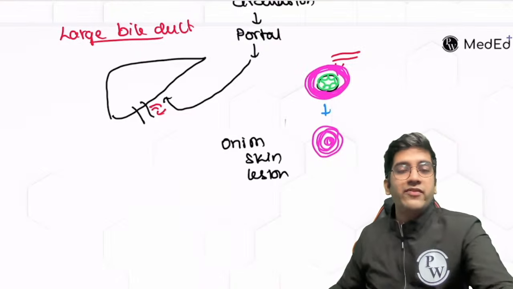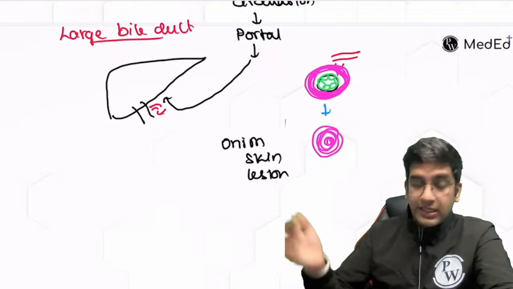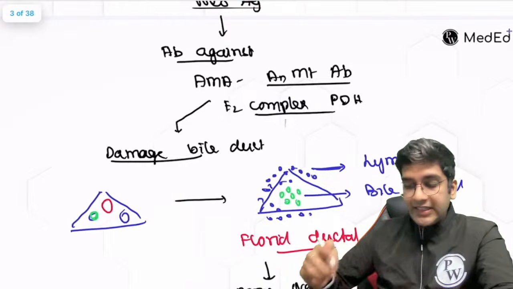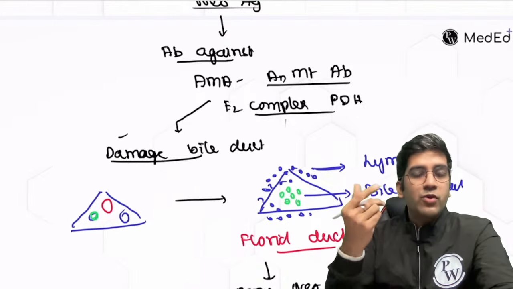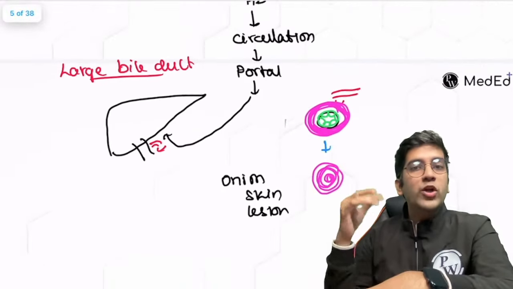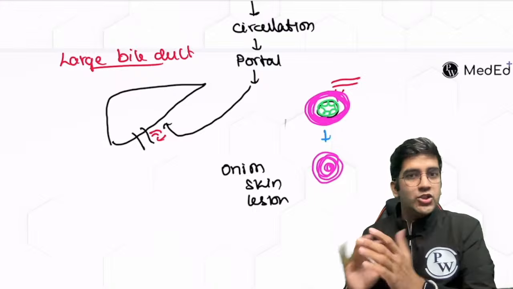The only reason I'm having onion skin is that the damage happens from the outside and not from the inside. I'll just go up for a second. If you look at this, here the damage starts from the epithelium, from the inside, so it destroys proliferated. Here, the damage is starting from the outside, so more and more fibrosis, more and more compression, and it will be destroyed, right? That's how it happens here.